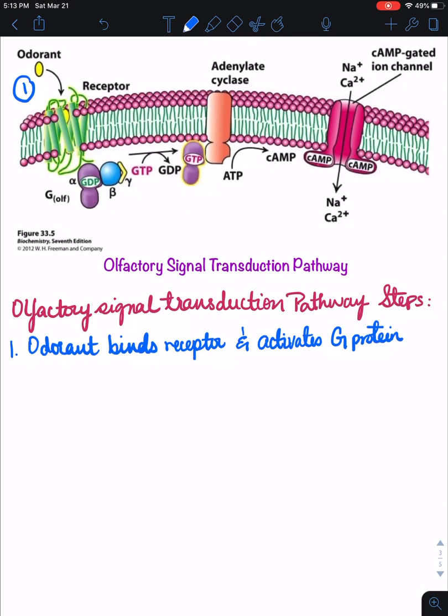And binding of the odorant to the receptor activates the G protein. What that means is initially, before the odorant binds, the alpha subunit of this G protein is bound to GDP. So right here. In this state, it is inactive. So when the odorant binds to its receptor, the GDP gets released from the alpha subunit and a GTP molecule is bound.